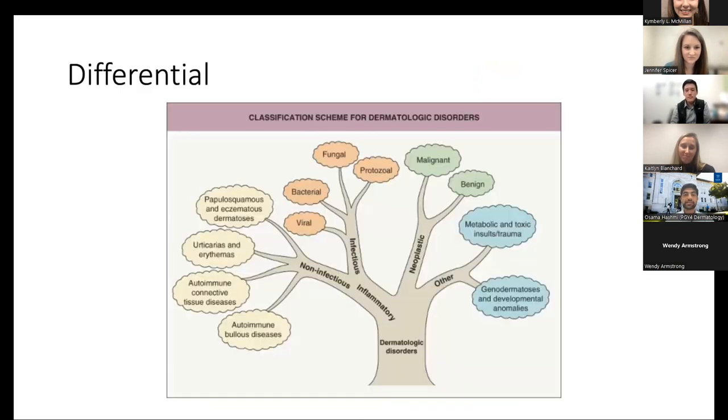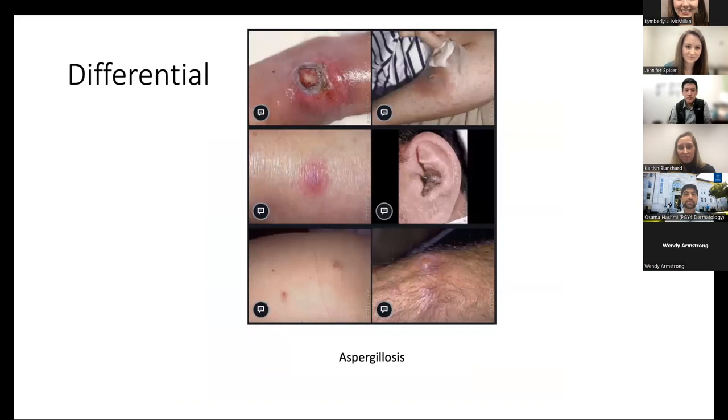Differential-wise, very similar to Dr. Spicer's differential, we always start off fairly broad, thinking about non-infectious etiologies, infectious etiologies, neoplastic, and then others such as genodermatoses. She also had a negative family history for any skin diseases. So now I'll go into a little bit of the differentials that we think about.